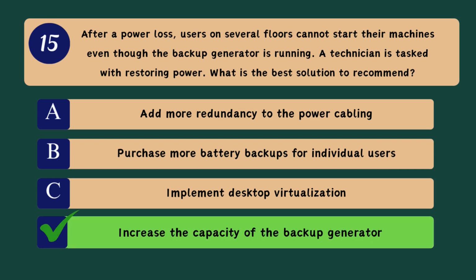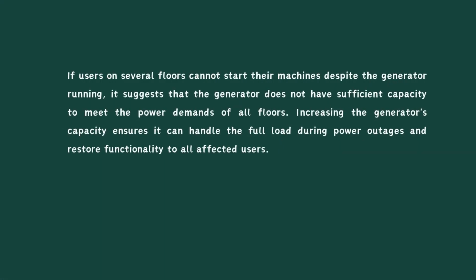Correct answer: D. Increase the capacity of the backup generator. If users on several floors cannot start their machines despite the generator running, it suggests that the generator does not have sufficient capacity to meet the power demands of all floors. Increasing the generator's capacity ensures it can handle the full load during power outages and restore functionality to all affected users.